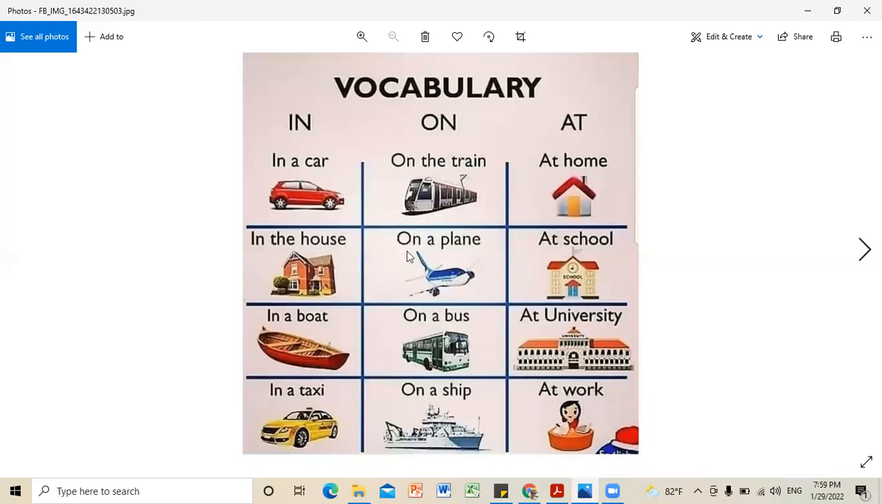On the train, on a plane, on a bus, on a ship, right? But when we are, let's say, at school, we can't say I'm in the school.